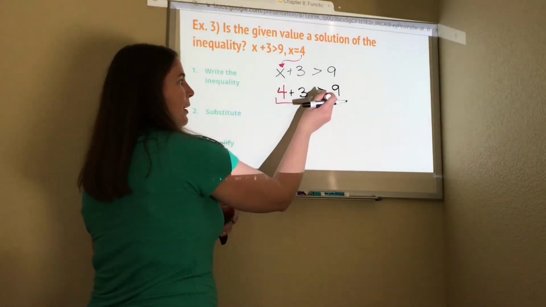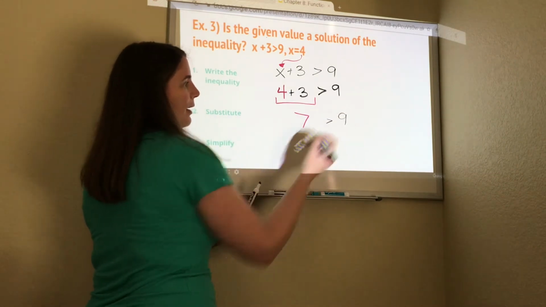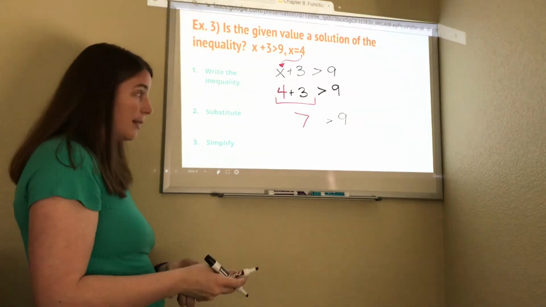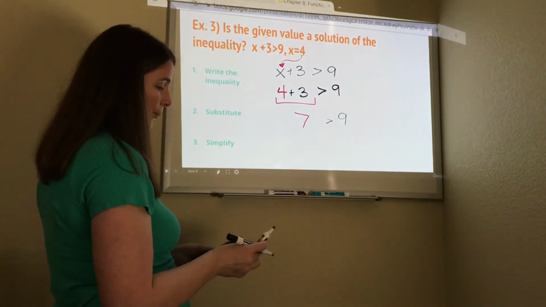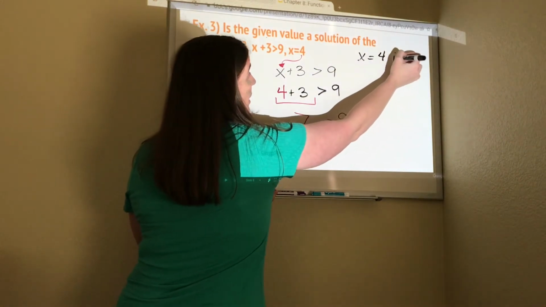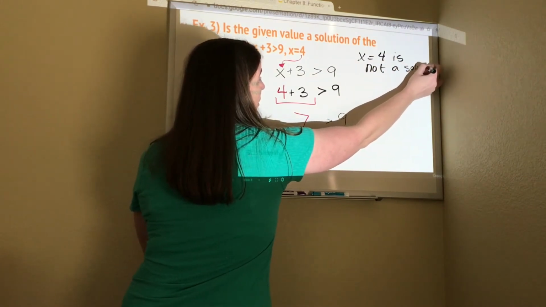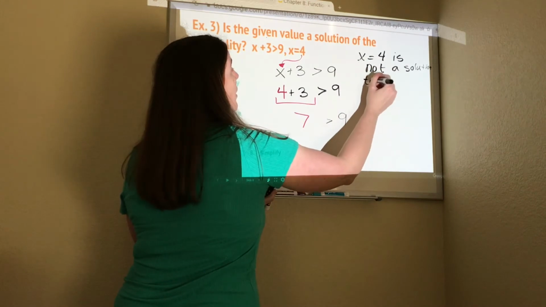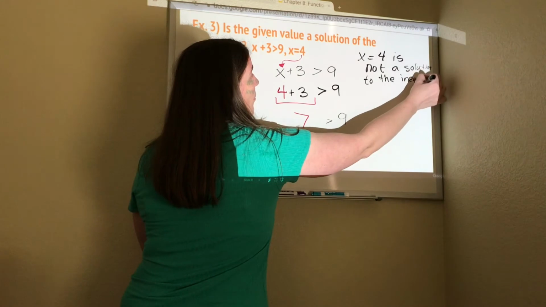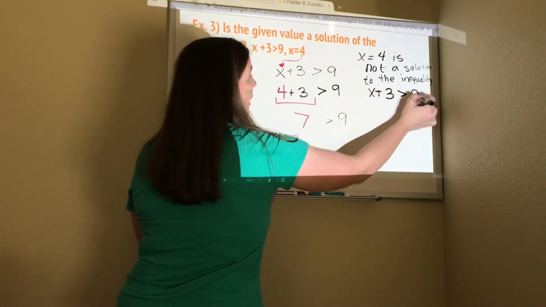So 4 plus 3 is 7. Is 7 greater than 9? No, it's not. Okay? So x equals 4. So going back to this question, x equals 4 is not a solution to the inequality x plus 3 is greater than 9.